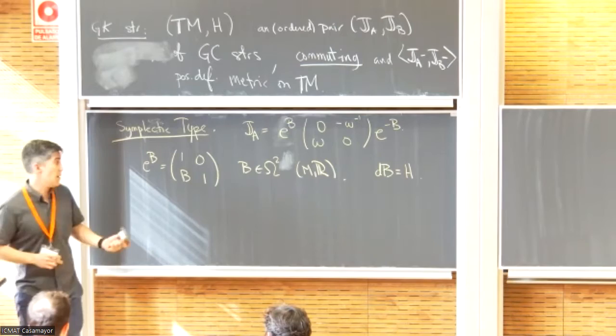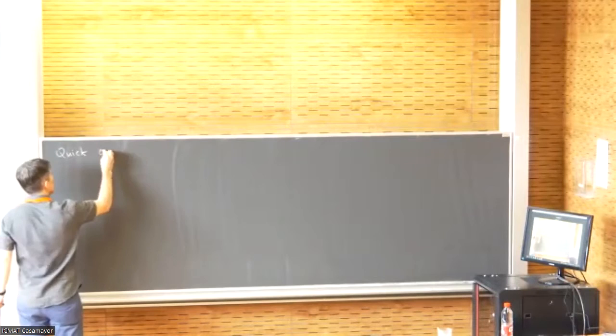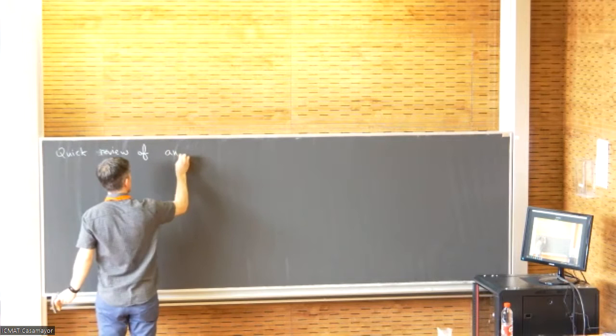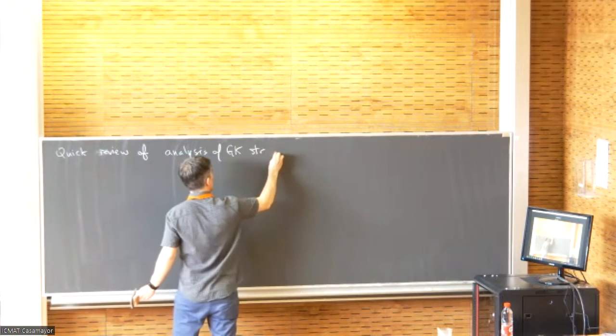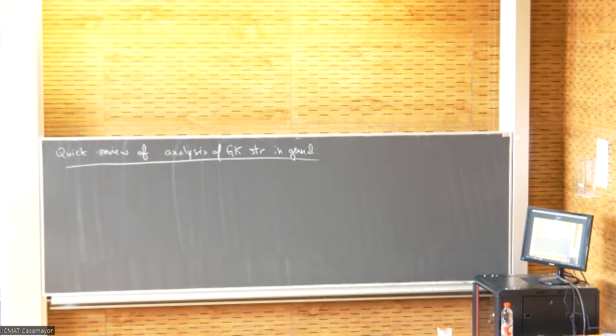So how do we analyze this? A quick method of analysis, a quick overview, quick review of the analysis of a GK structure in general. So in terms of what it implies to have this kind of structure on a manifold, let me just quickly review what you do.